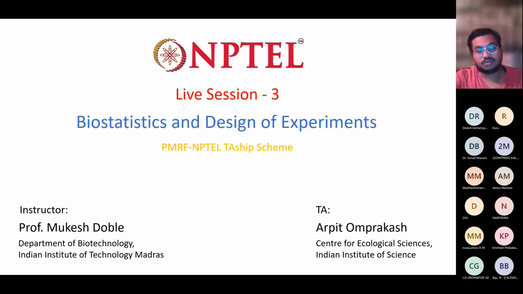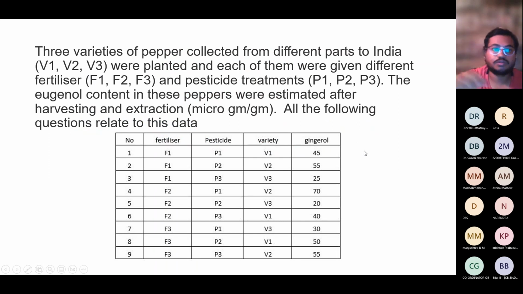Today we'll discuss an assignment that is similar to assignment 4 that you're given. In assignment 4, you're given a table and then you're given some questions, so it will be very similar to that. The table here is given: 3 varieties of pepper collected from different parts of India, V1, V2, V3, were planted, and each of them were given different fertilizers, F1, F2, F3, and pesticide treatments, P1, P2, P3. The eugenol content in these peppers is estimated after harvesting and extraction. All the following questions are related to this data.